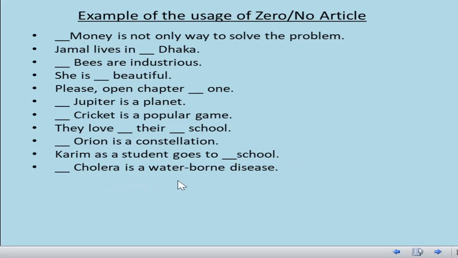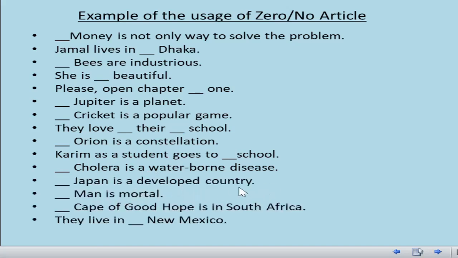Cholera is a waterborne disease. Here, cholera is the name of a disease. So, before the name of a disease, we do not use any article. We use no article. Japan is a developed country. Here, Japan is a one-word country. So, before a one-word country, we do not use any article. Man is mortal. Here, man refers to the human race. So before the human race, we do not use any article.